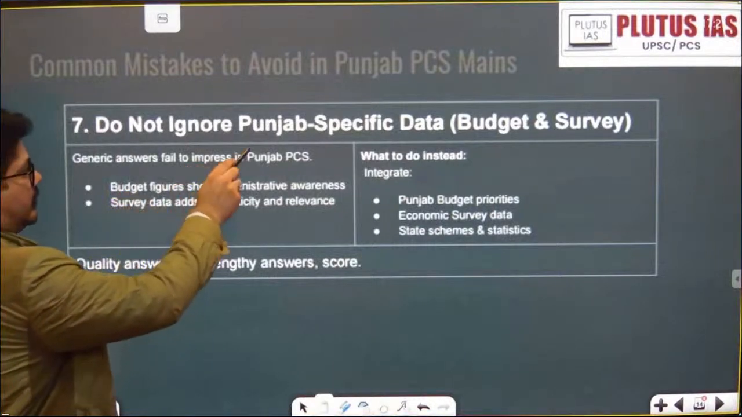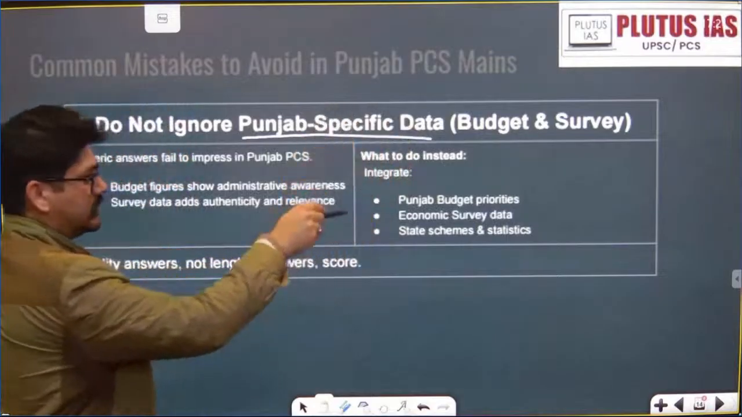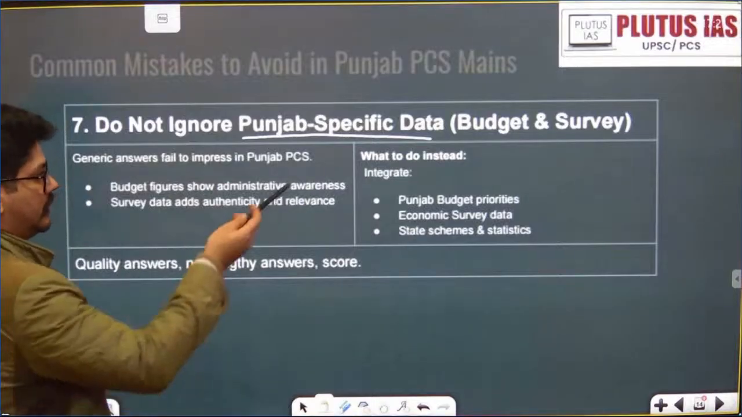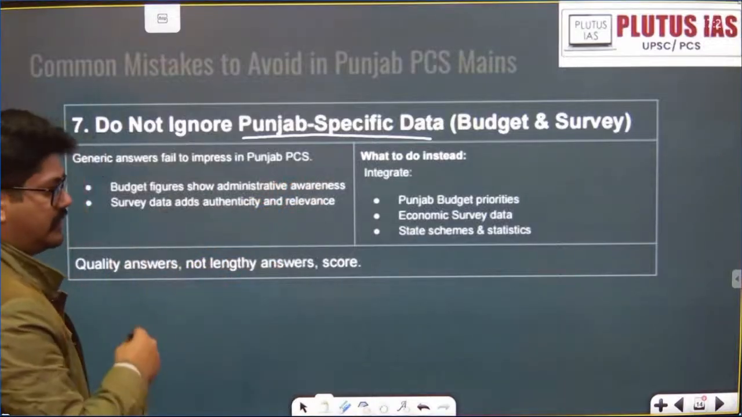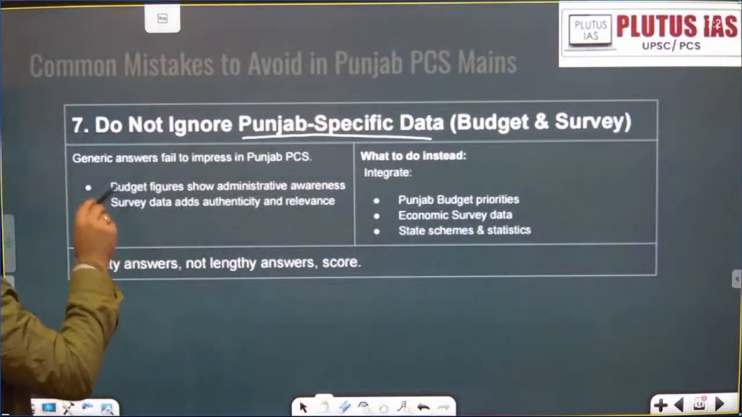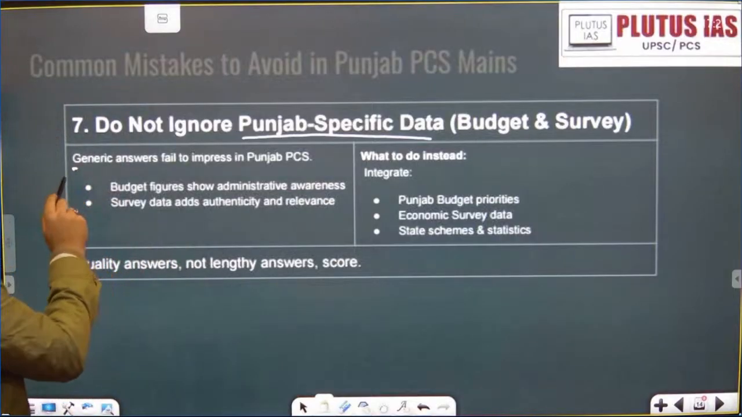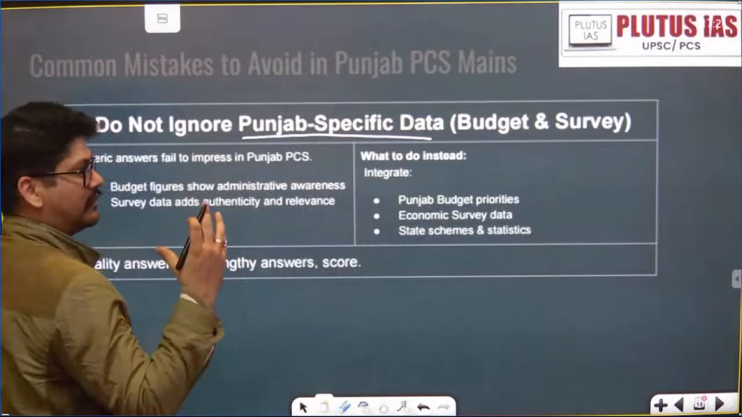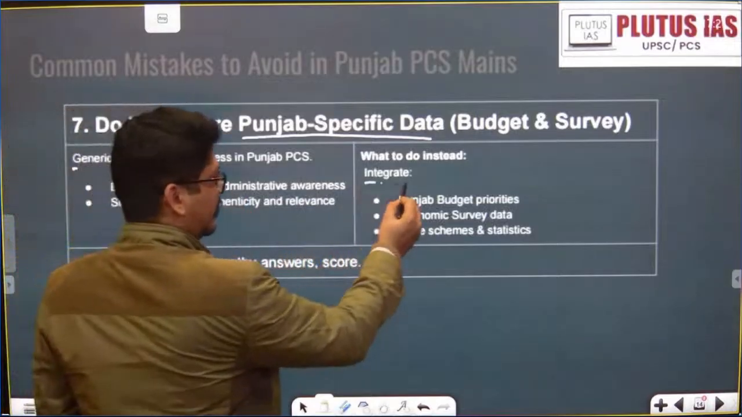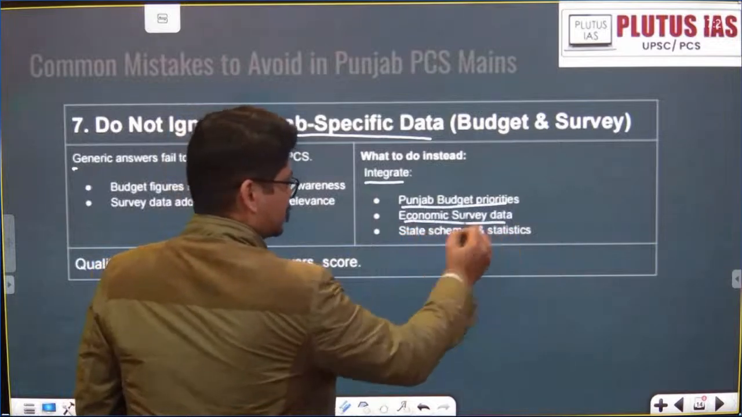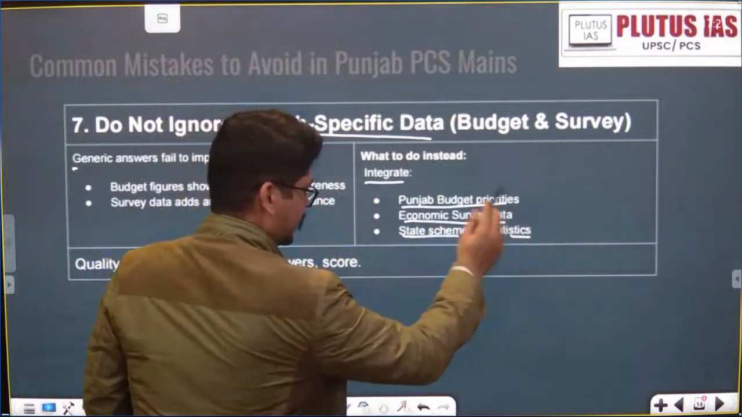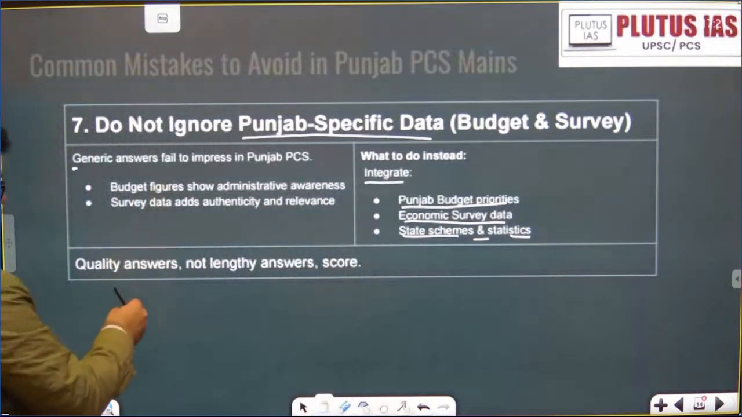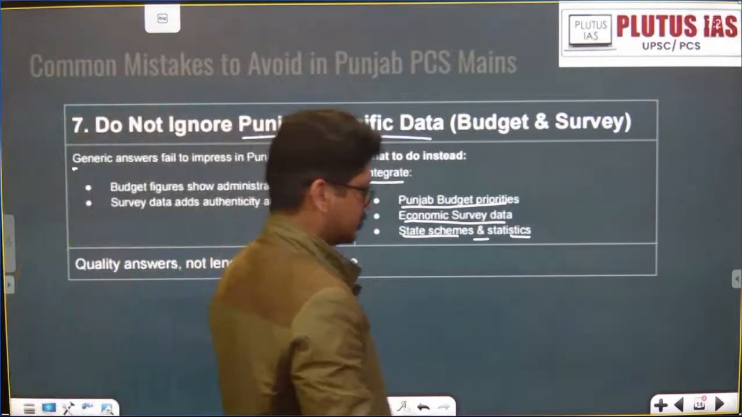Yes, this was a notification given by the Punjab government this year that you have to focus on Punjab specific data. Here it is written budget and survey, but everything and anything under Punjab's area and land, you have to focus on that. Do not write generic answers. What to do instead? Write answers which are actually more Punjab specific. Integrate Punjab budget priorities, economic survey data of Punjab, stats, schemes, all things related to Punjab. Of course, these answers should not be lengthy. To score more, write quality answers.